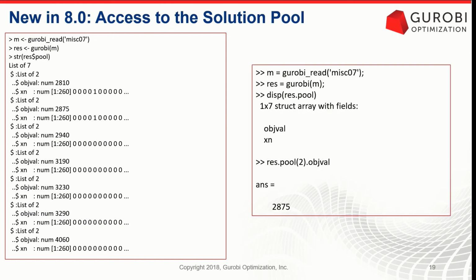For MATLAB, it's absolutely analogous. So first line, read in the model. Second line, solve it. Third line, display the solution pool. And MATLAB reports, okay, it's a 1 by 7 struct array. This is what we expect because we have 7 solutions. And it has the fields objval and xn, just like in R. So for example, if I want to print out the objective value of the second best solution we have found, well, it's 2875. It's the same value as for the R output we see on the left.